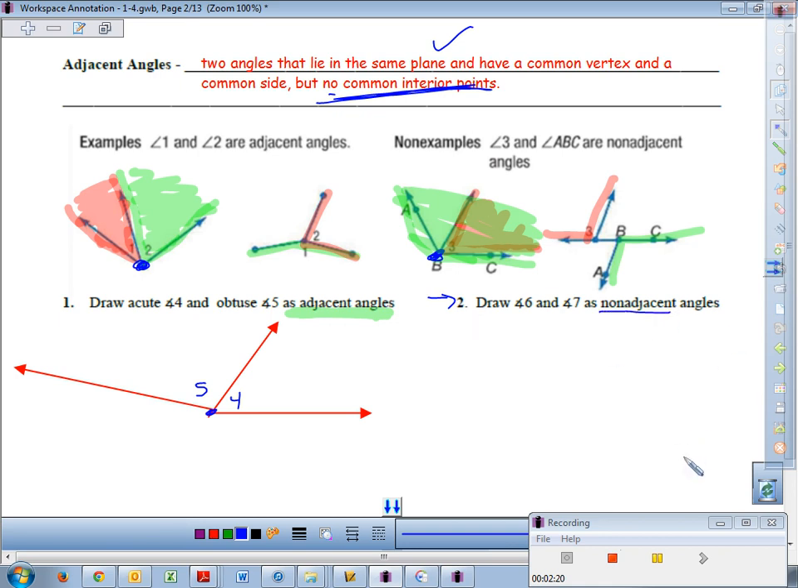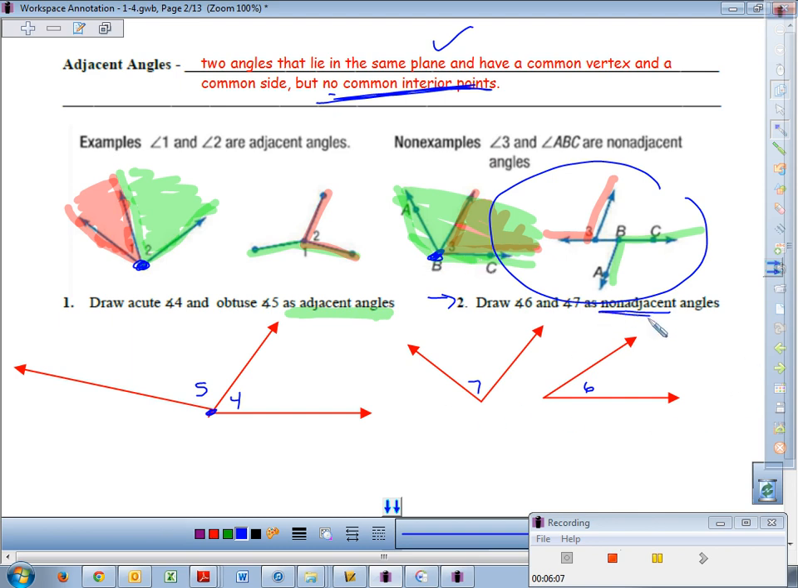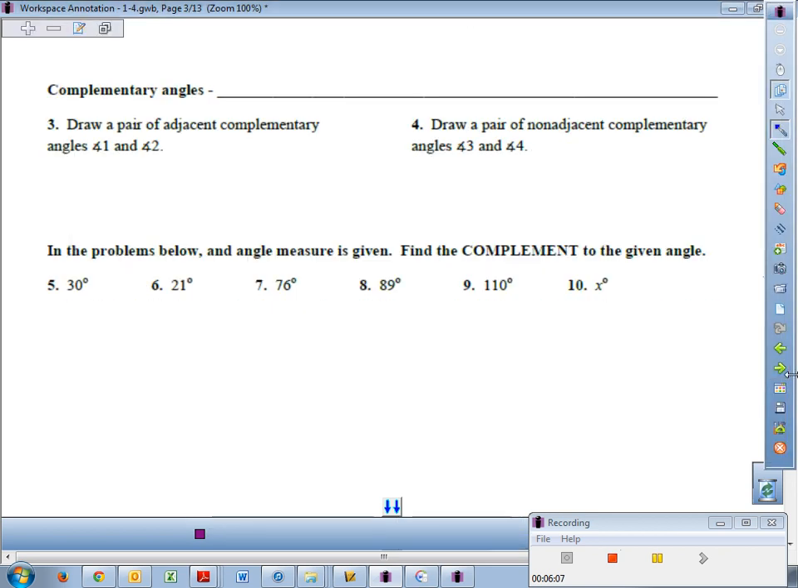Give that a shot with PAL. Pause the video, get that done. That is by far the easiest way to draw non-adjacent angles. Were they ever touching in the first place? Don't make it any more complicated than it has to be. Non-adjacent, sure, you could try to draw one inside another one, but that's complicated in my opinion. Non-adjacent, I don't want them to touch each other. Cool? Let's roll on.